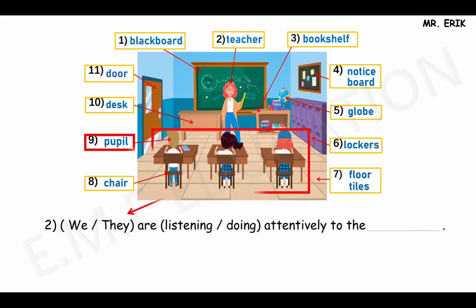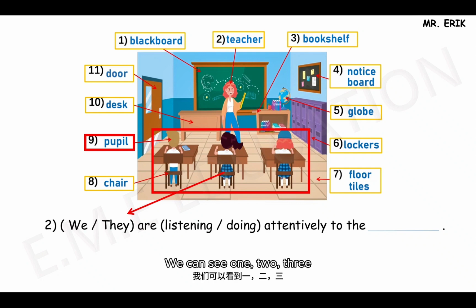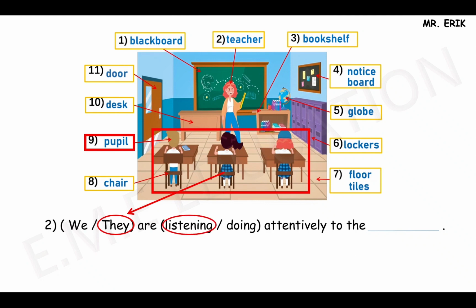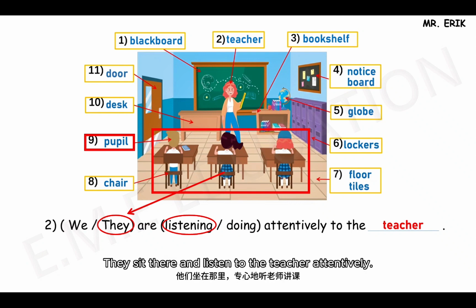Number 2, 3 pupils. We can see 1, 2, 3. We're going to say they are listening attentively to the teacher. They are listening to the teacher without doing anything else. They sit there and listen to the teacher attentively.